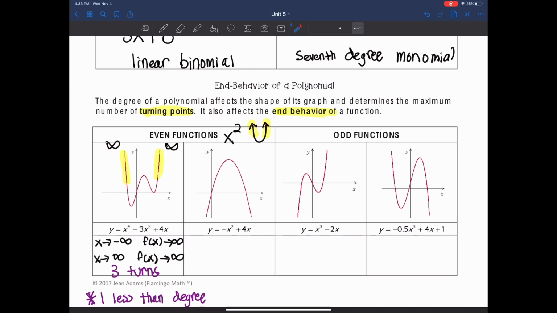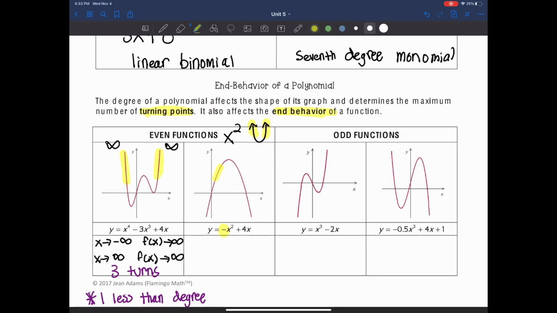Now let's look at a negative even function. So what if we have y equals negative x squared plus 4x? Well, this negative right here tells me that our graph is going to now face downward, because we know if we have negative x squared, our graph faces downward. The same is true for any even function. So this is the opposite of what we were looking at before.